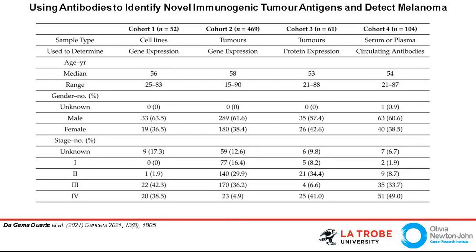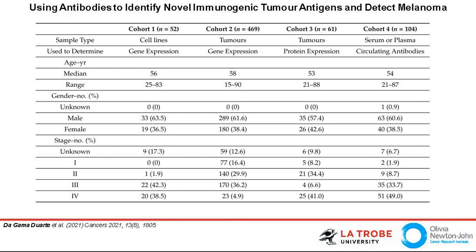So we have 4 different cohorts here. So we started off with our own in-house cell line cohort that includes 52 melanoma cell lines that we've established from patient tumors ourselves, for which we generated gene expression data. Our second cohort is the TCGA cohort melanoma that includes 469 different tumors and also has access to gene expression data. Our third cohort included tumor microarrays from 61 melanoma patients that we established in-house as well. And our fourth cohort included 104 melanoma patients with serum or plasma that we used to determine circulating antibodies.